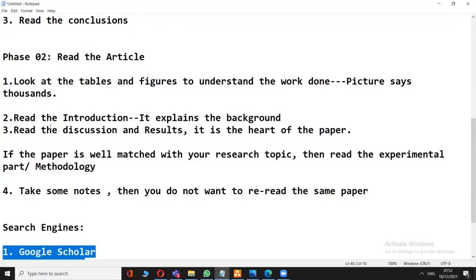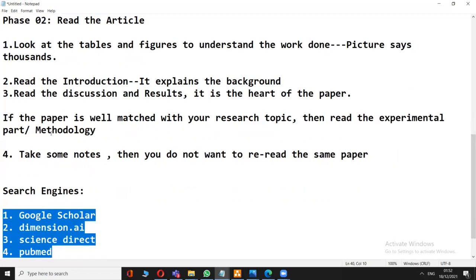After that, because now you have finished reading the research paper, take some notes. When you take notes, you do not have to reread the research paper again. If we do not take notes, we will forget, and then we have to read the same paper again. That will be time consuming. I will show you how you do that type of research, how you read that way.